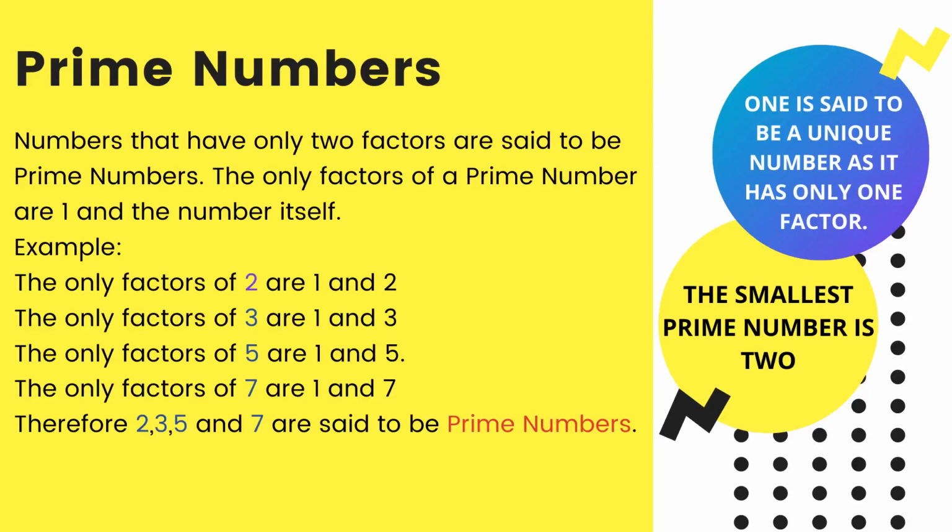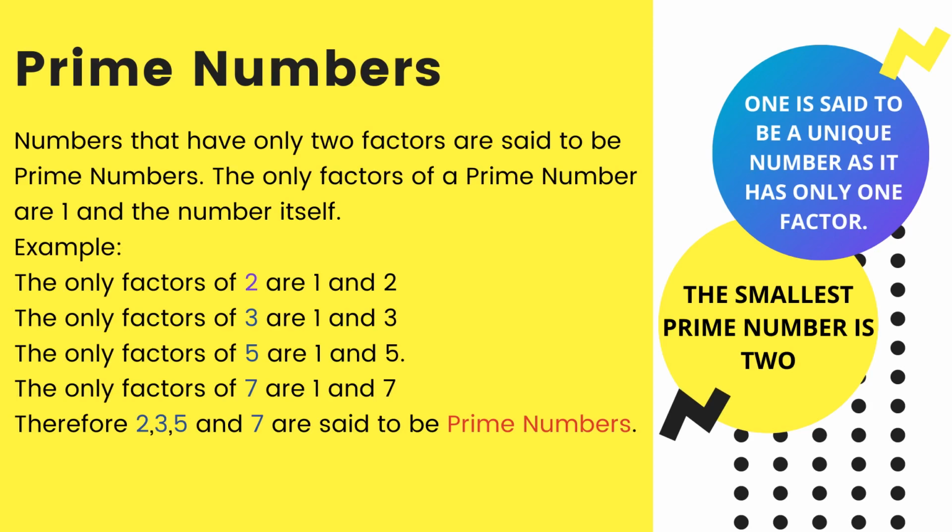Prime numbers. What are prime numbers? Prime numbers are numbers that have only two factors. The only factors are 1 and the number itself. Take a look at the examples provided.